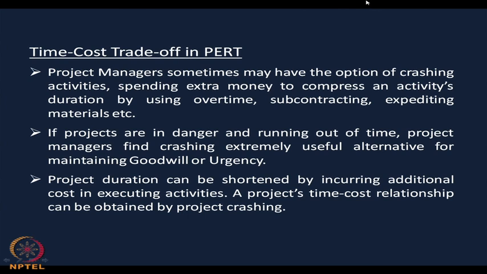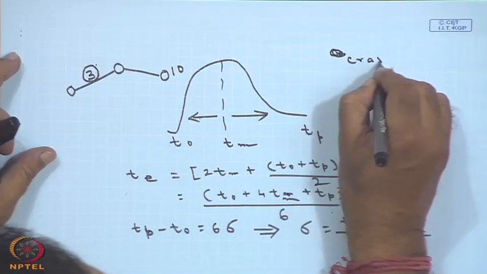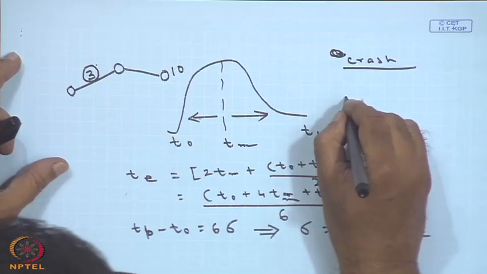The project manager sometimes may have the option of crashing the activity, spending extra money to compress an activity's duration by using overtime, subcontracting, expediting materials, etc. Now, what do you mean by crash? That you have to understand. What do you mean by this crash? What do we want to say here?